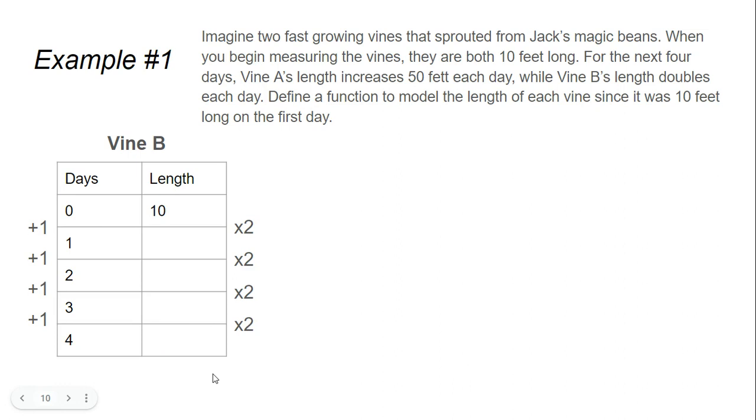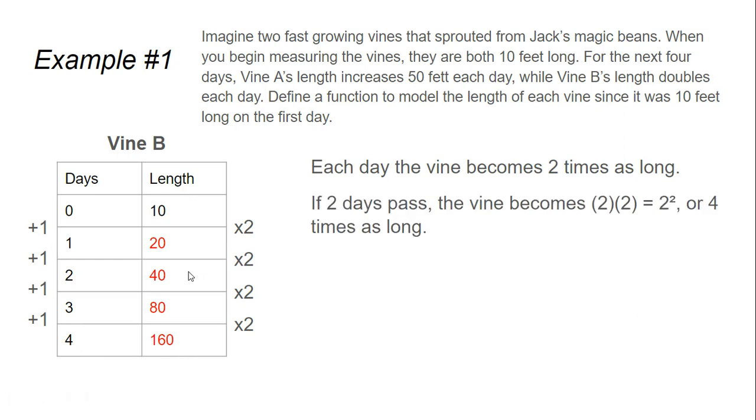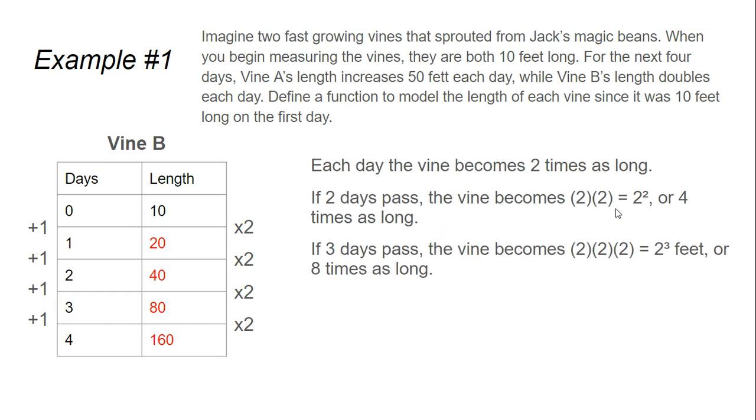Let's jump over to B, where we're doubling the length each time. So every time the day goes up by 1, the length is going to double. So 10, 20, 40, 80, 160. Every day, the vine is going to become 2 times as long. So we can say if 2 days pass, the vine is going to become 2 times as long twice, or 2 squared, 4 times as long. If 3 days pass, that's going to be 2, 2, 2, or 2 to the third, or 8 times. And once again, we can generalize this by saying 2 to the t after t days have passed.